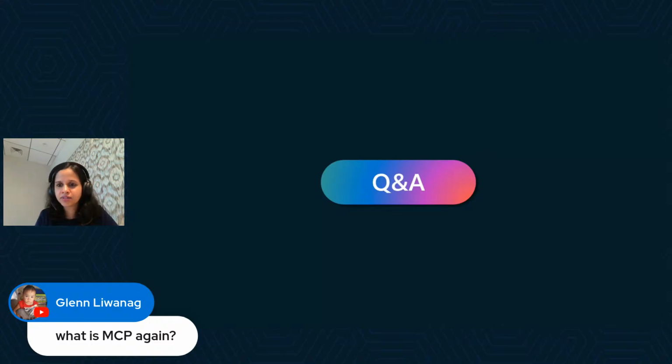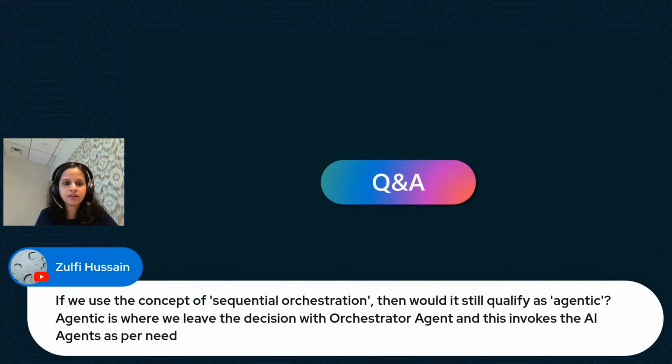Then I see a question. If we use the concept of sequential orchestration, would it still qualify as agentic? Agentic is where we leave the decision with the orchestrator agent, and this invokes the AI. Oh yes. So basically, sequential also is a pattern. It doesn't mean that it is a hard-coded pattern. Okay, so we are just handing off to an agent.